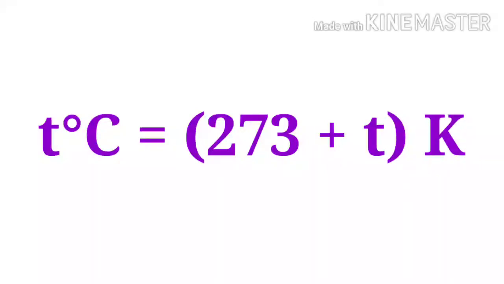Of temperature and the relationship between the different scales of temperature. As we know, there are three scales of temperature: Celsius scale, Fahrenheit scale and Kelvin scale. This is the formula to convert the temperature from degree Celsius into Kelvin. So simply we have to add 273 to the given Celsius temperature. Then it will convert into the Kelvin temperature.